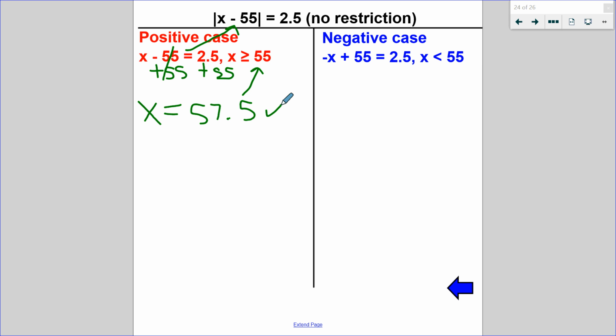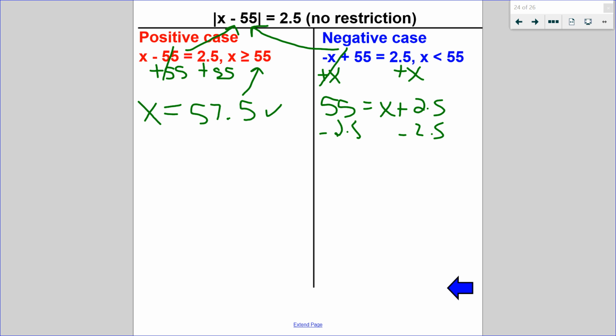So my negative case, solving this, I'm replacing my absolute value with the negative input of negative x plus 55. So what I'm going to do is add x to both sides because I want x to be positive. So x take away x is 0. So 55 equals x plus 2.5. Then I will subtract 2.5 from both sides. So that's equal to 0. And then on the other side, I just have to do 55 take away 2.5 equals x. Again, check that in the subdomain. x has to be less than 55, and that also works.